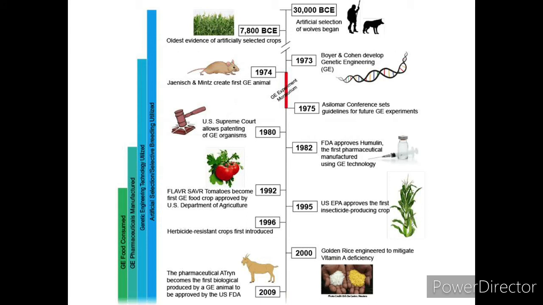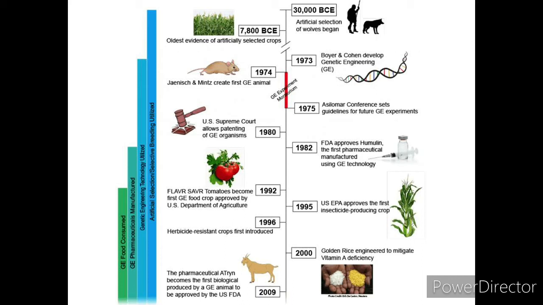In this timeline diagram, you can see around 30,000 BC, we began artificially selecting wolves because wolves were associated with human settlements to eat the waste products dumped by human beings. Wolves were there, or the remains of the food left over by human beings were eaten by the wolves. Then around 7800 BC, there came artificially selected crops, or the actual agriculture started at somewhere in that point.